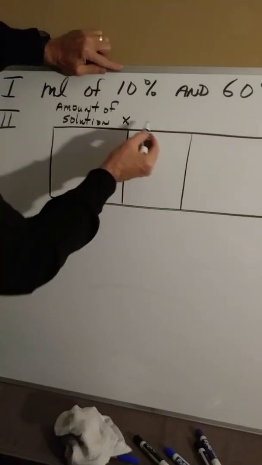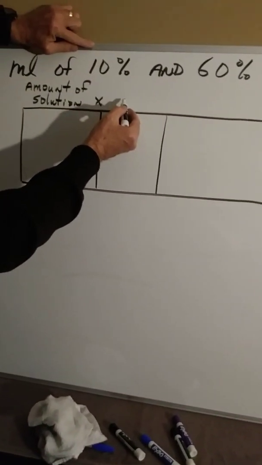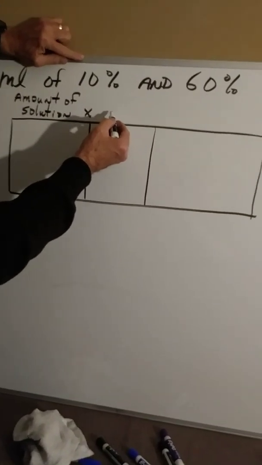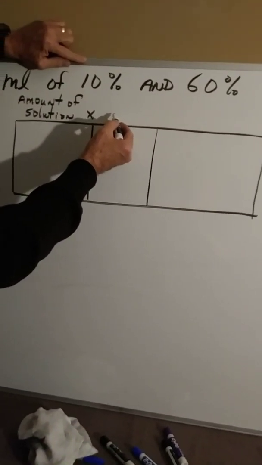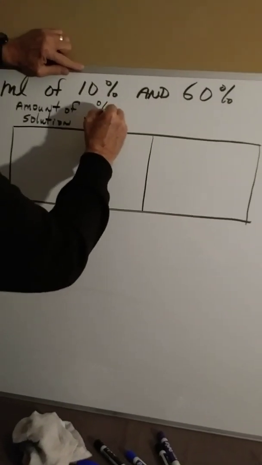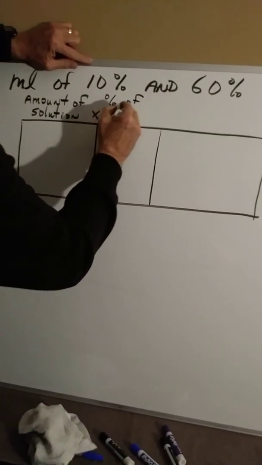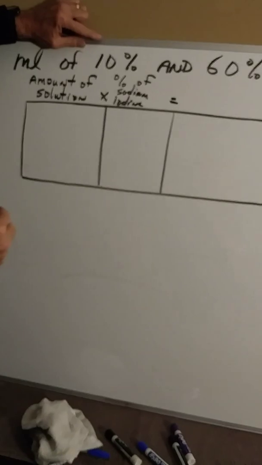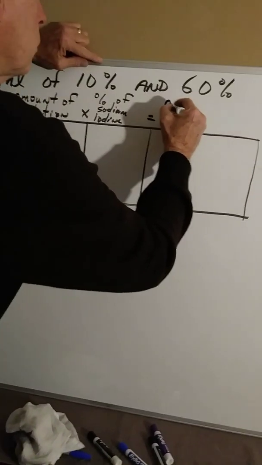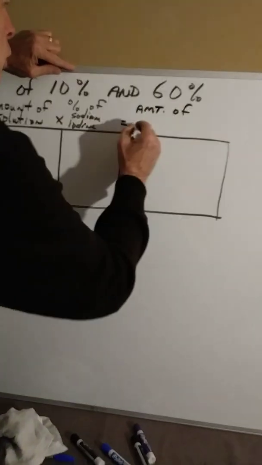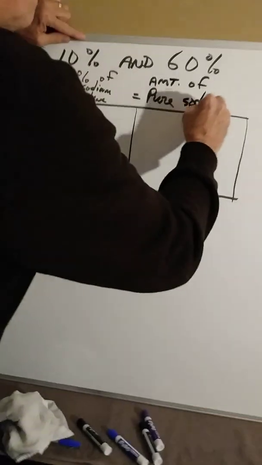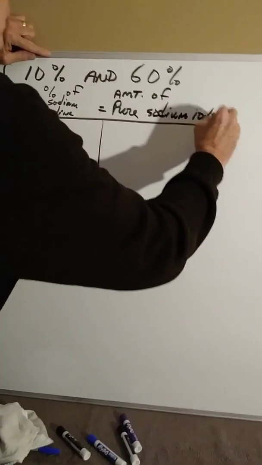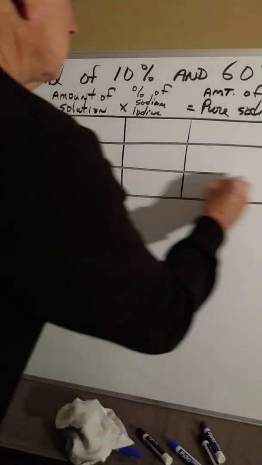multiplied by, middle column, I believe over there it said percent of ingredient. But now we know our ingredient, sodium iodine. Percent of sodium iodine is equal to amount of pure, that's the key word, amount of pure sodium iodine. 3 rows. Okay.